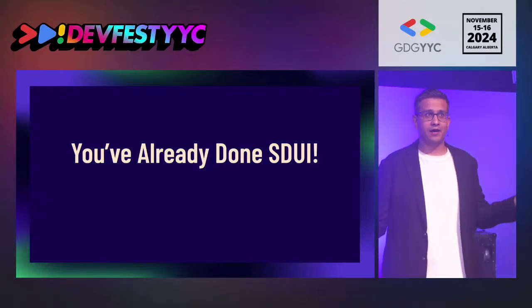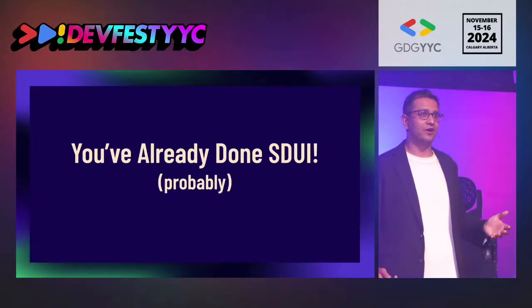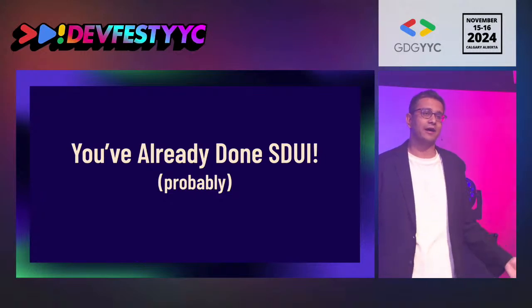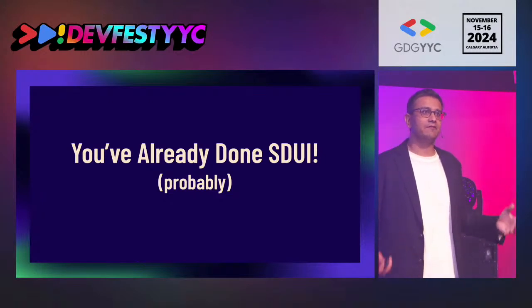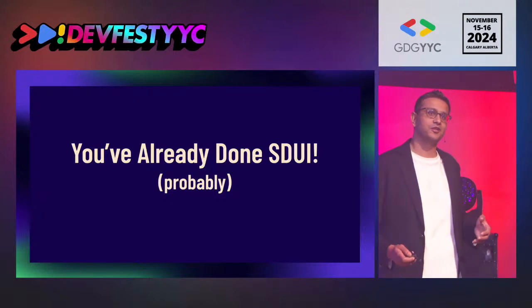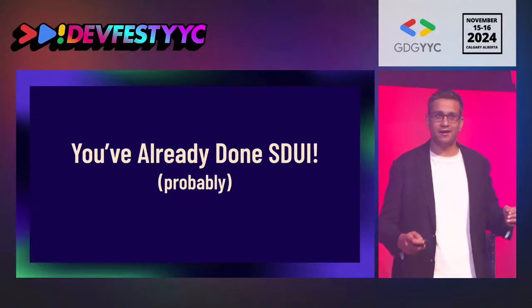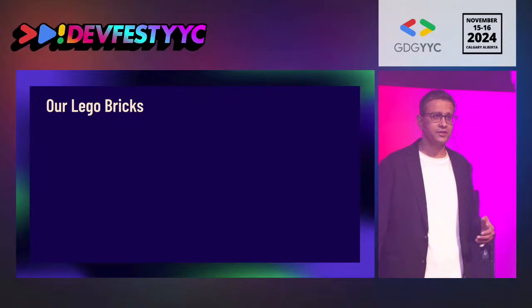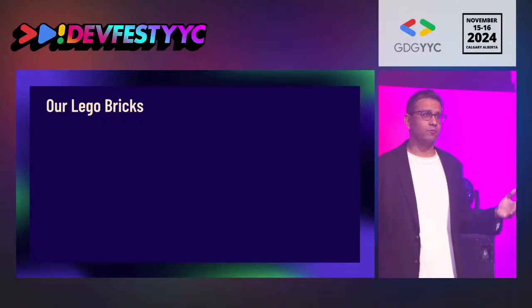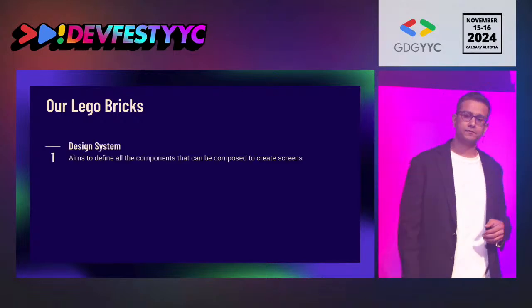I think if you've done mobile development or any web development or most development in general, you've already done server-driven UI. The only difference is that your blocks are probably very large, like the size of a car, and I'm talking about blocks like the size of a nut and a bolt. So let's break the recipe down. What does it mean for Neo?